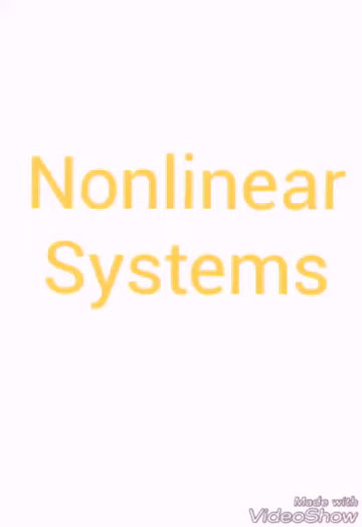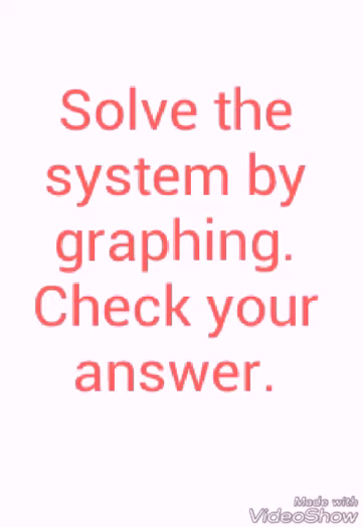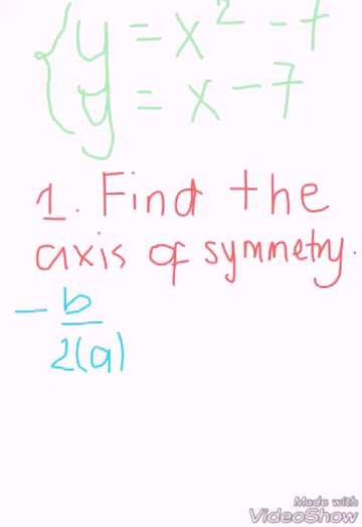So the first one is the nonlinear system. The problem that I chose was to solve the system by graphing. Check your answer. The equation that I chose is this one: y equals x squared minus 7 and y equals x minus 7.